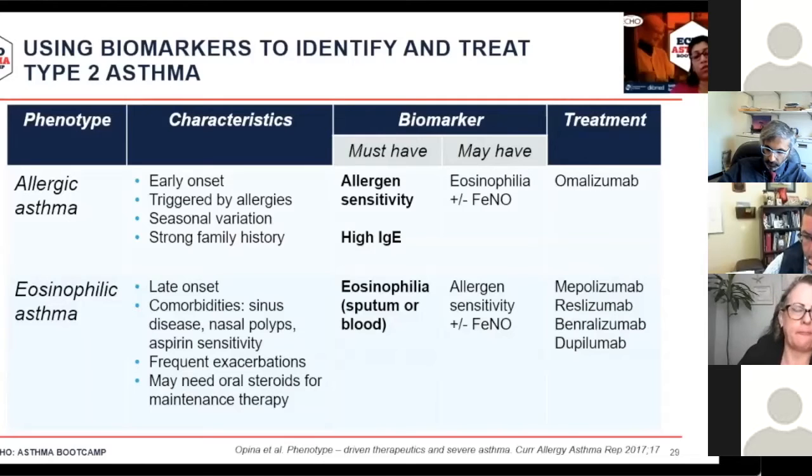Again, these are all the drugs that are available for patients with type 2 asthma, and we don't currently have an FDA-approved drug for patients with non-type 2 asthma. Thank you for listening and for your attention, and we'll open this up for Q&A.